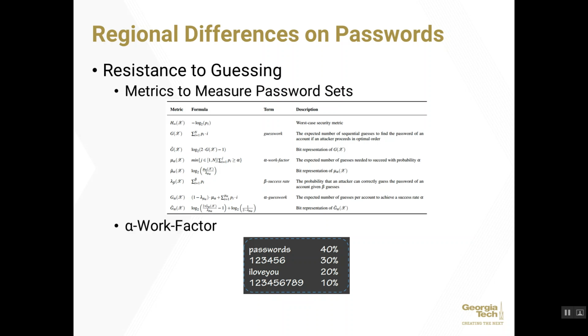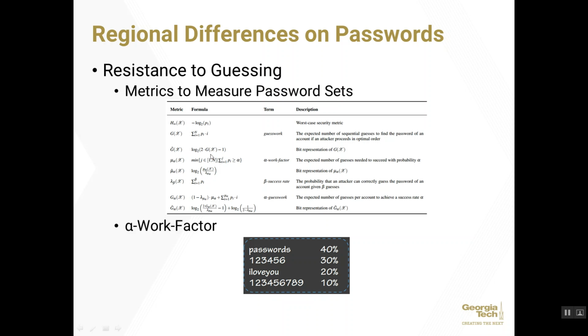Since there are so many digits in Chinese datasets, are they easier to guess? Let's measure the strings to see the result. Recently, the resistance to guessing is mostly used to measure the password strings. Alpha work factor is one of the measurements. Alpha work factor is the expected number of guesses needed to succeed with probability alpha.